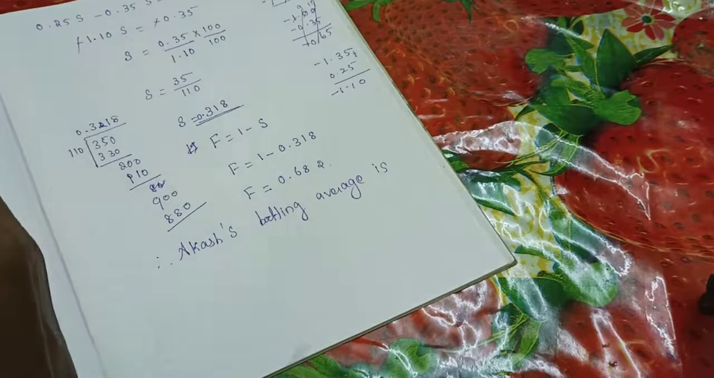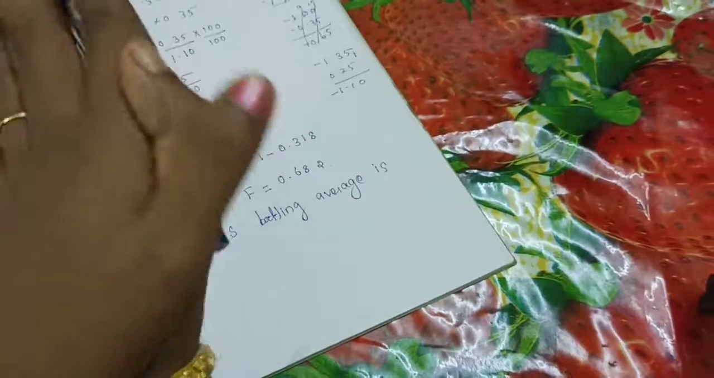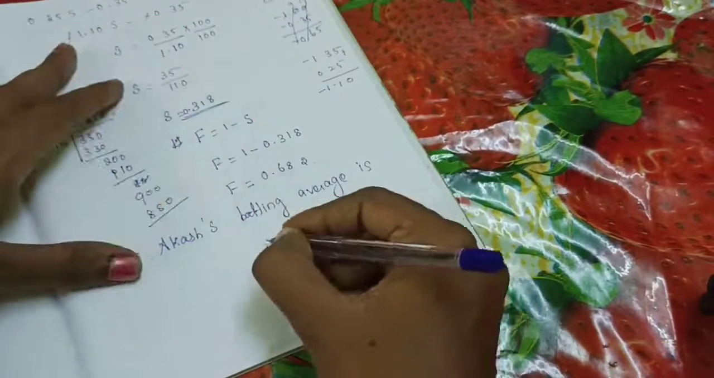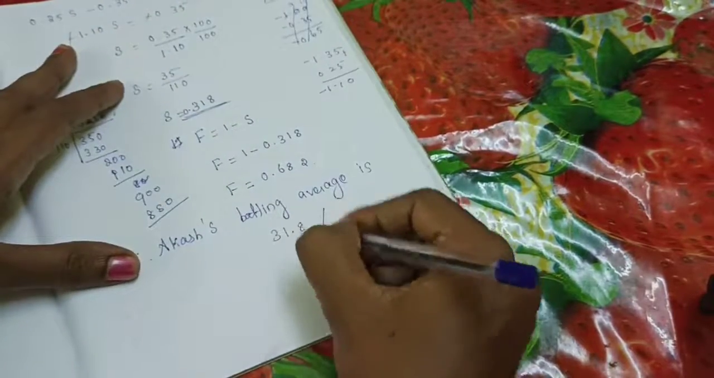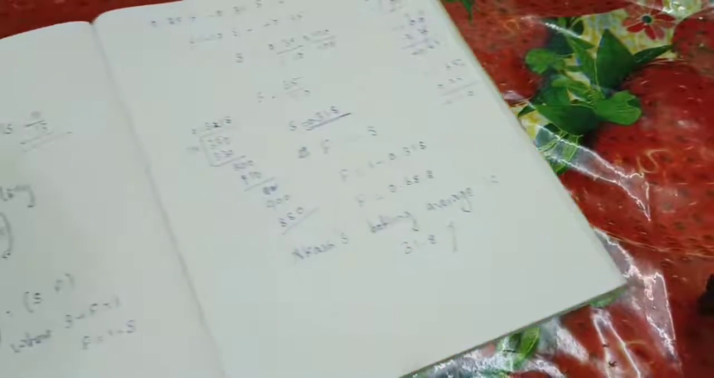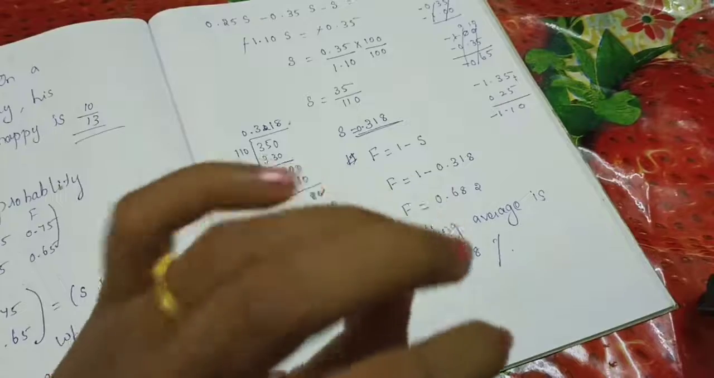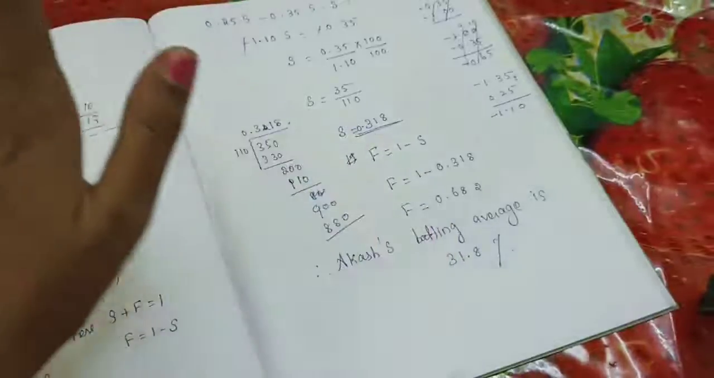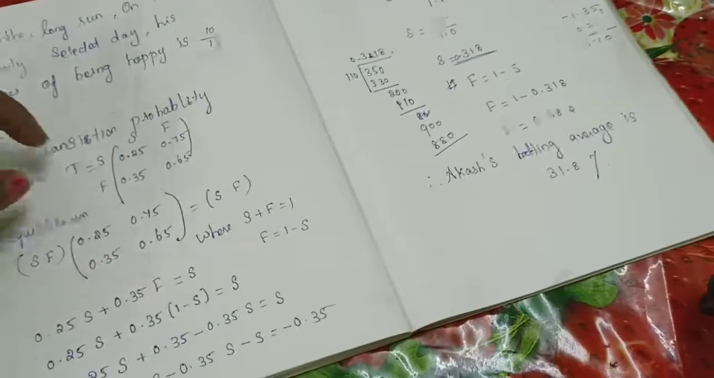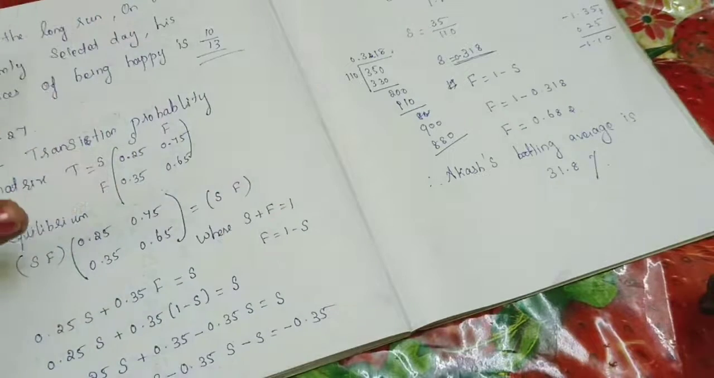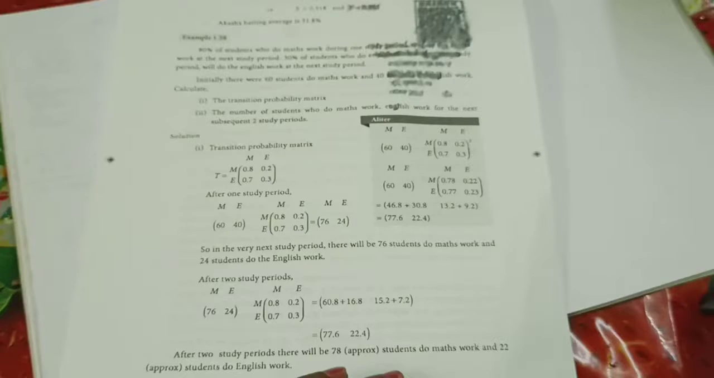It is in decimal, is it right? So how will you change this to percentage? When you are changing this to percentage, you will multiply by 100, is it right? So what will happen? 31.8%. So what's the batting average of Agash? 31.8. So transition probability matrix is very easy. If you are forming the transition probability matrix correctly, afterwards finding the value will be very easy for you. Understand? Let's move to the next question.